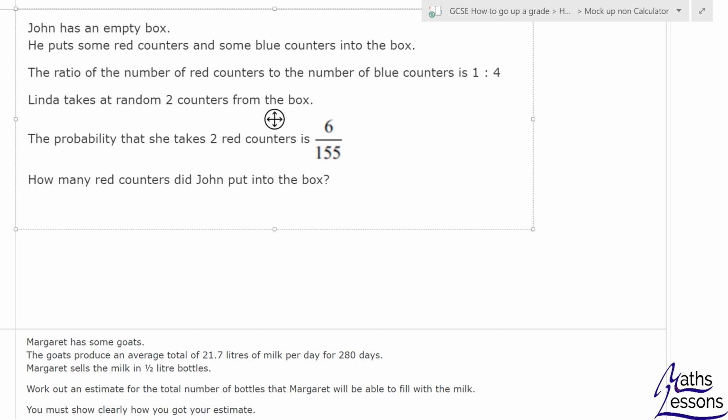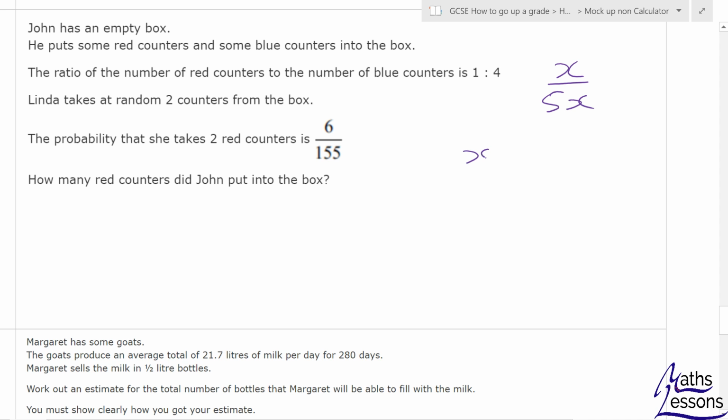He puts the red counters and the blue counters in the box. We know they're in the ratio of 1 to 4. So that means the probability of getting a red counter will be x over 5x, given how many counters there are in total and how many counters John's going to have of the red ones. So we know the probability of getting a red counter is x over 5x.